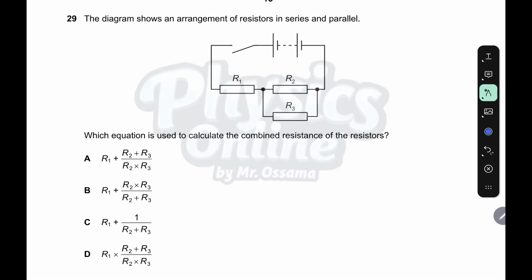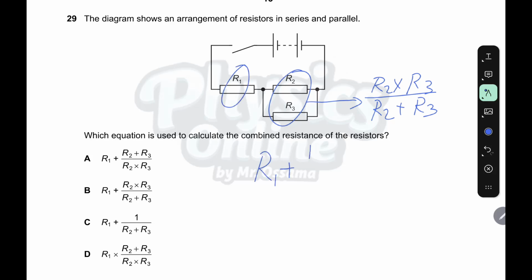Question 29. The diagram shows an arrangement of resistors in series and parallel. Which equation is used to calculate the combined resistance of the resistors? First, we have R2 and R3 in parallel, so the combined resistance of them is R2 times R3 over R2 plus R3. This combination is in series with R1, so we add them: R1 plus R2 times R3 over R2 plus R3. This is the answer.